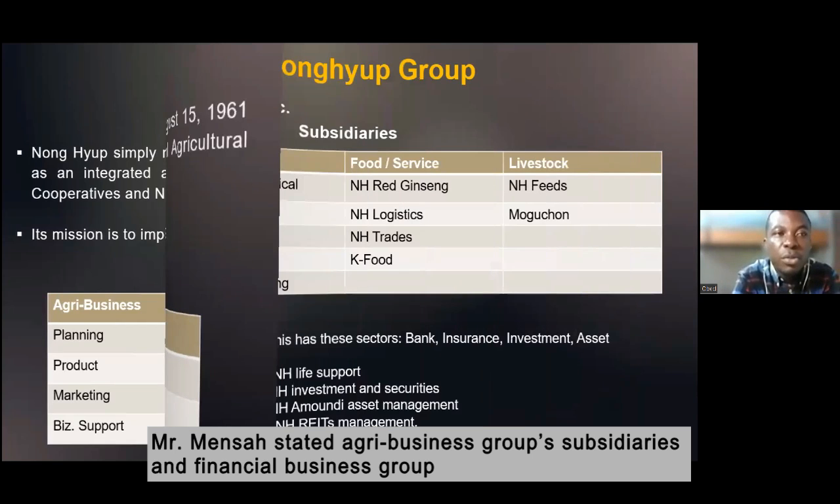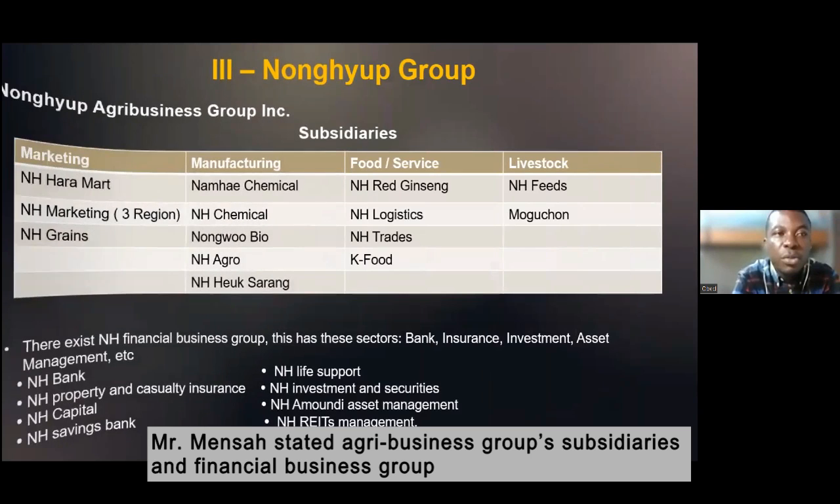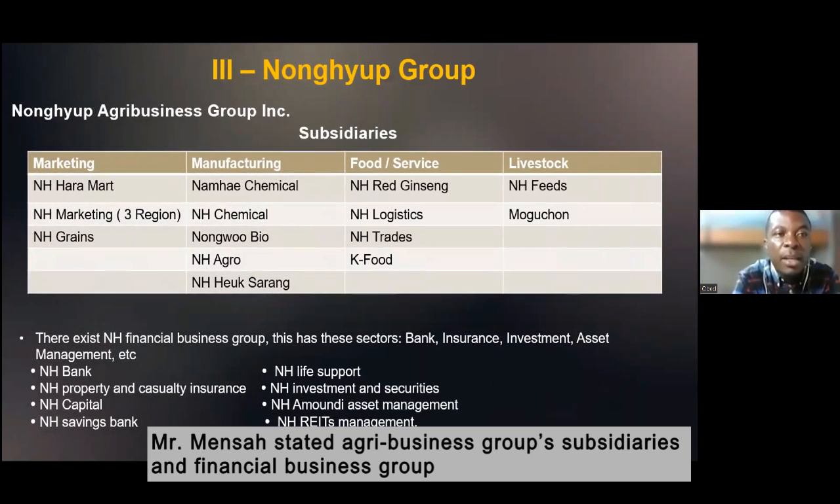So I'll move on to the Agribusiness Group, that's the subsidiaries, whereby we have various sectors: the marketing, the manufacturing, the food and service, and the livestock. So I won't talk much about it.